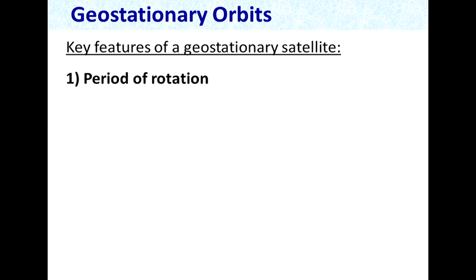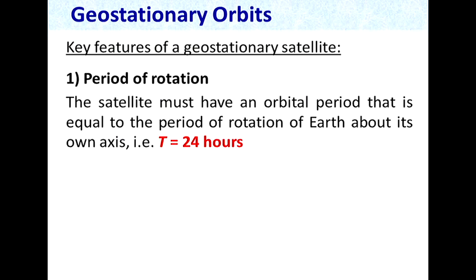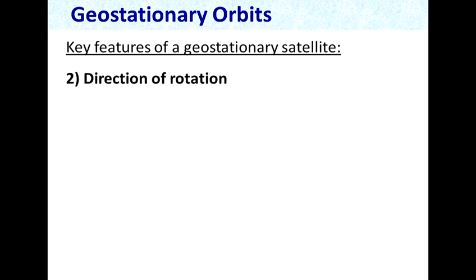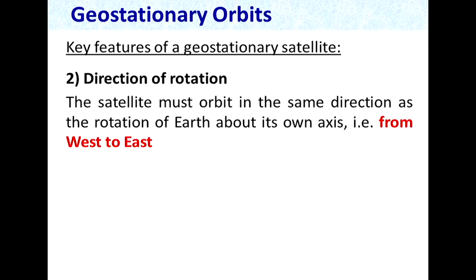A geostationary satellite must fulfill three features. Number one, its period of rotation. Because the satellite must rotate together with Earth as Earth rotates about its own axis, the period of orbit for the satellite must be the same as that for Earth, 24 hours. Then we look at the direction of rotation of the satellite. To rotate together with Earth, its direction of rotation must follow the direction of Earth's rotation about its own axis, which is from west to east.